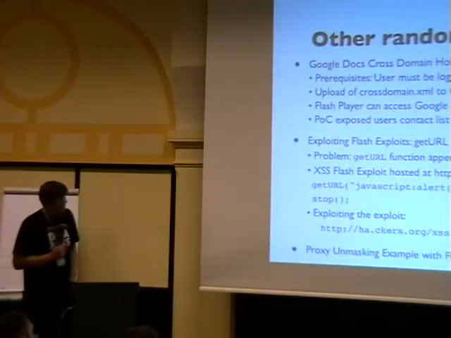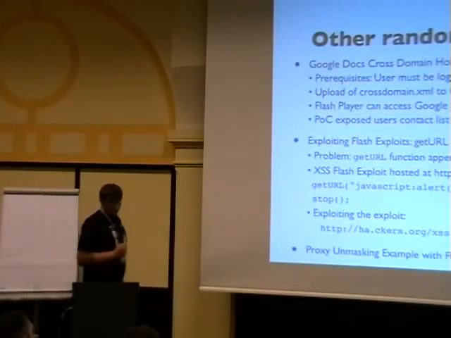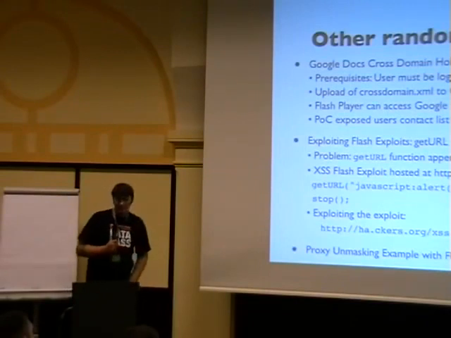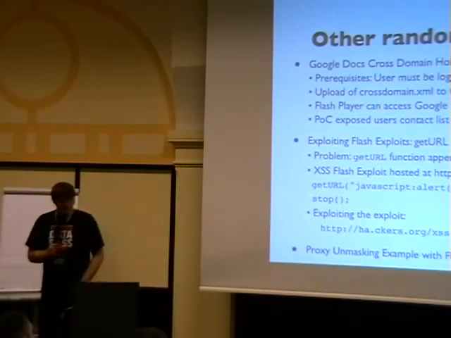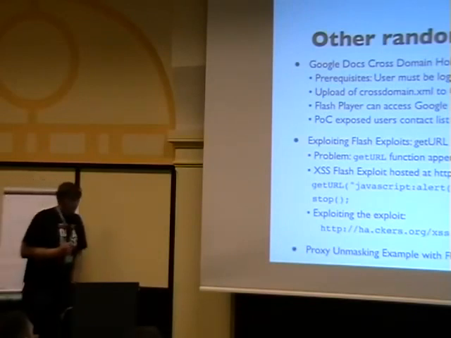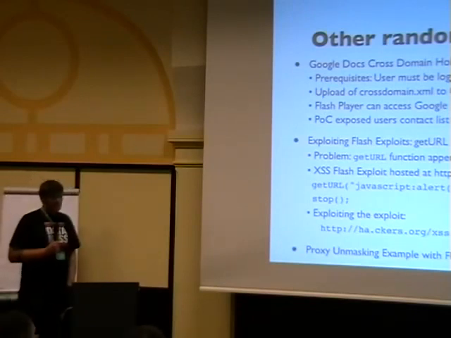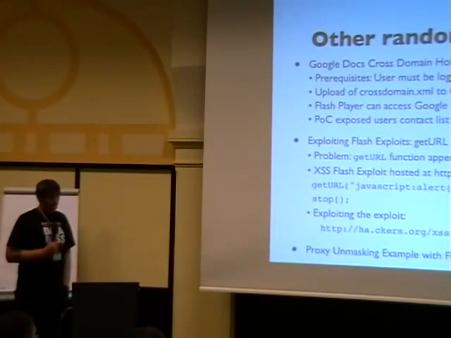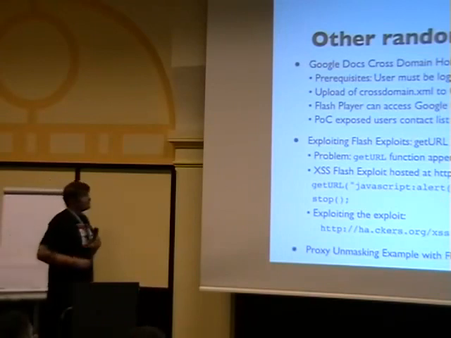Other random examples: a couple of weeks ago, someone found a way to upload a cross-domain XML to Google Docs, and so there was a possibility to steal data from Google accounts by that, because you could use Flash on that domain.